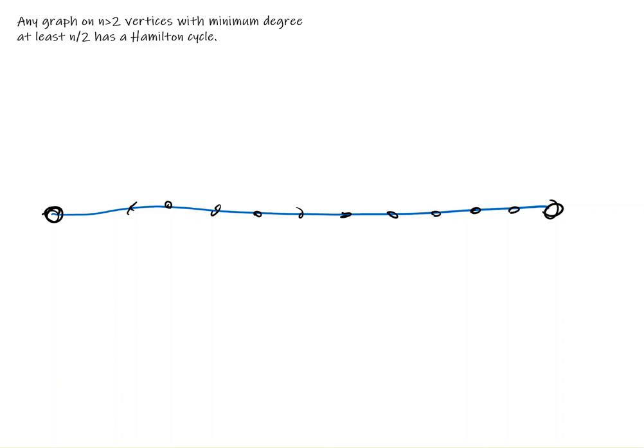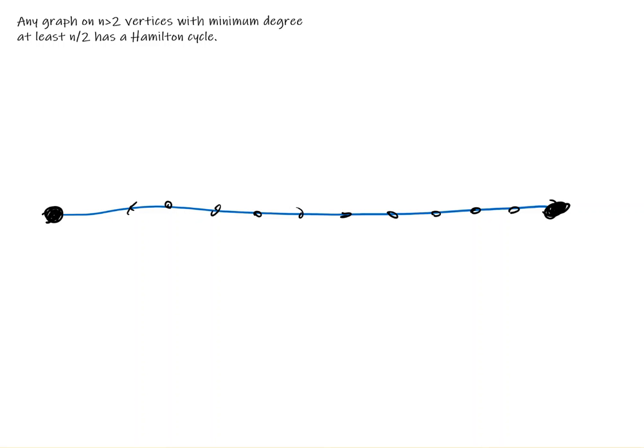And what do we know about this longest path? Well, if we look at the two end vertices, these big black dots here, they cannot have any neighbors outside of this path. Why not? Well, if I have a neighbor outside the path, I can make the path one longer. So this blue path would not be the longest path then. So all the neighbors of these two vertices are on the path.